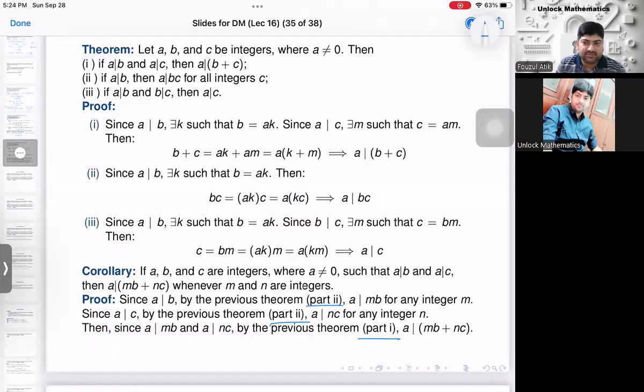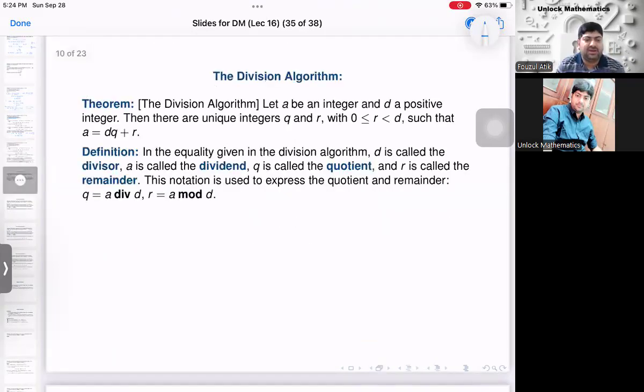Next we will discuss something that we have learned since our childhood. We know it, but we learn it in a little more formal way: the division algorithm. Let a be an integer and d be a positive integer. A is any integer and d is a positive integer. A can be negative, A can be positive, A can be 0, but d should be a positive integer. Then there are unique integers q and r with 0 less than or equal to r less than d, such that a is equal to dq plus r.